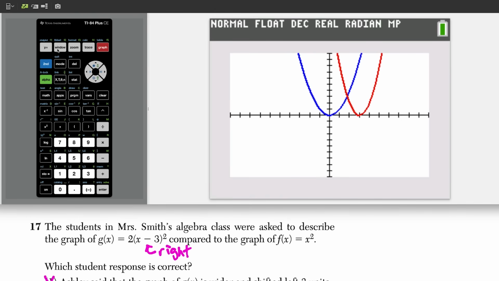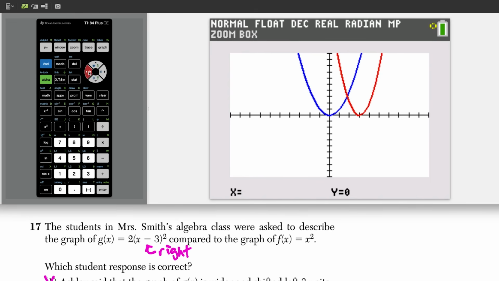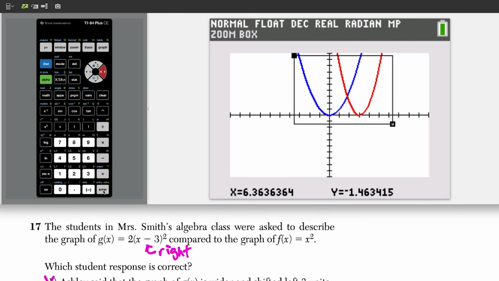Okay, if we need to zoom in, let's say that's not doing it justice for you, you could press, this is a nice trick, zoom box. And you could go kind of like you're cropping a photo. You go to the top of the window that you want, you press enter, and then you scroll down and you scroll over. And what this will tell the calculator is only to graph this part of the graph.